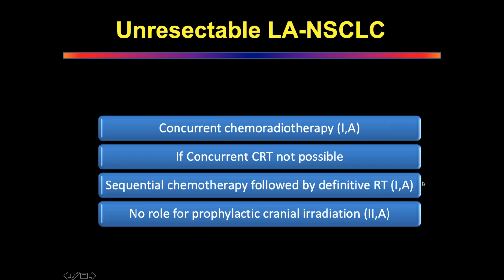Sir, according to the guidelines, there is 1A level of recommendation that sequential chemotherapy should be followed by definitive radiotherapy in a patient in whom concurrent radiotherapy is not possible. Did you understand how I said this? Or if it was the first scenario, I would say, according to the ESMO guidelines, there is 1A level of recommendation that this patient should get concurrent chemoradiotherapy. Did you get the line which I just said?